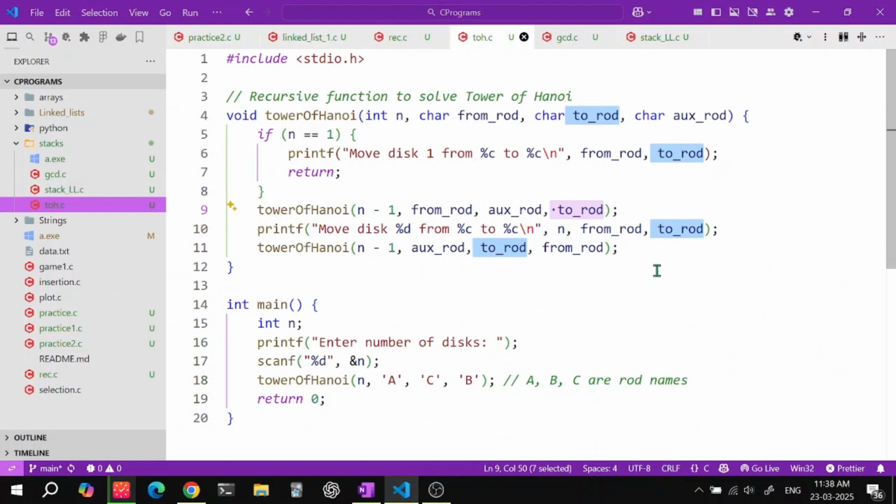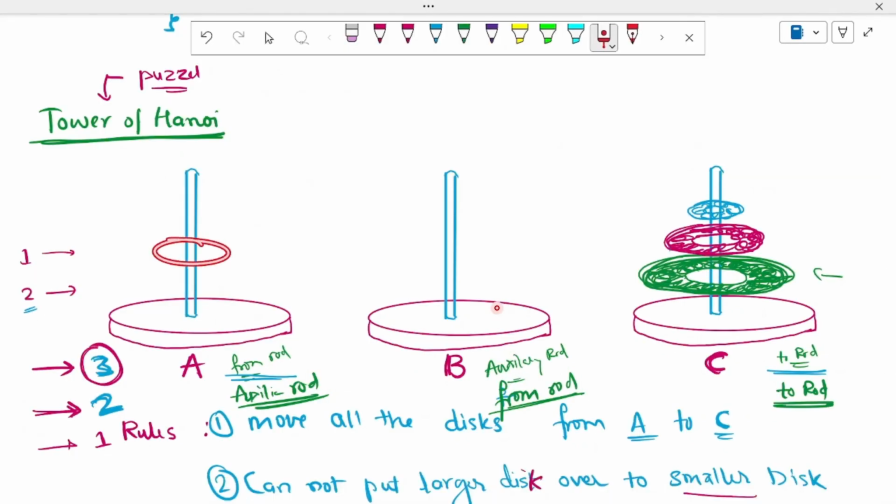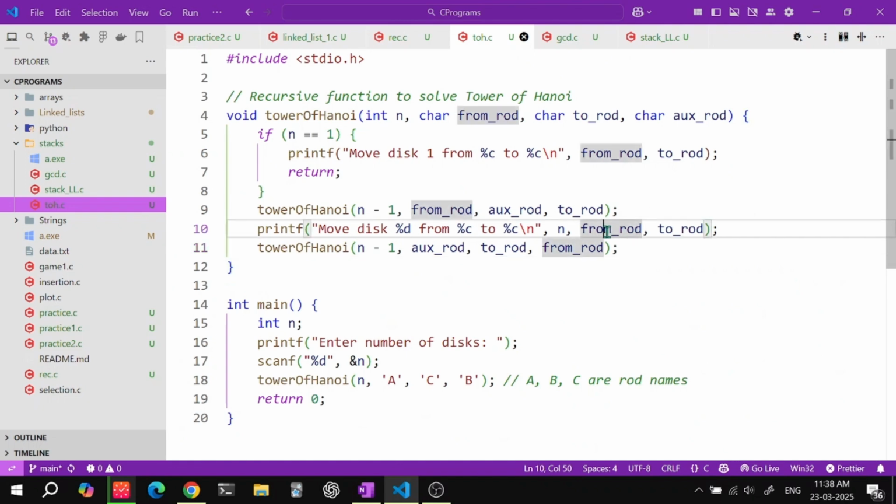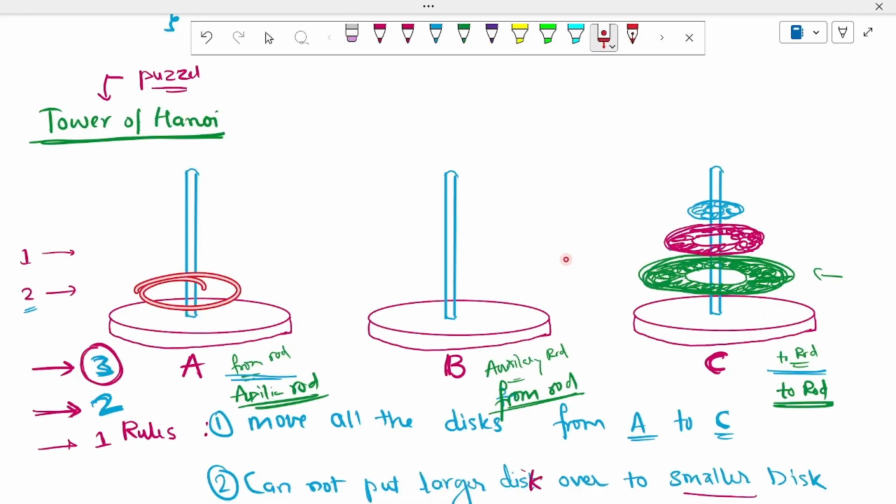I'll explain that using the animation also. But as of now you understand this. After moving these 2 here, what is your next step? You need to move this one from A to C. So you can see from rod to 2 rod we are moving this one.